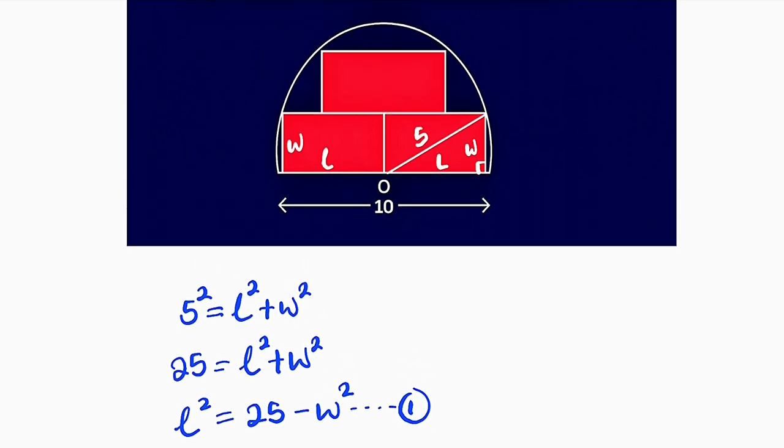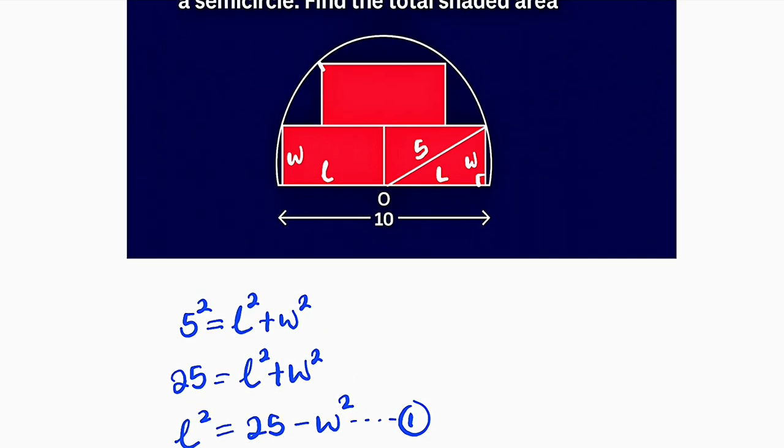Now we can form another equation. This is another endpoint. I can connect it to the center and it will still be the radius. So this is 5 units. Then I can form a right angle triangle here. You see that? This total length will be twice the width. So this is 2w. And what about this one? It is half of the length, which is L divided by 2.